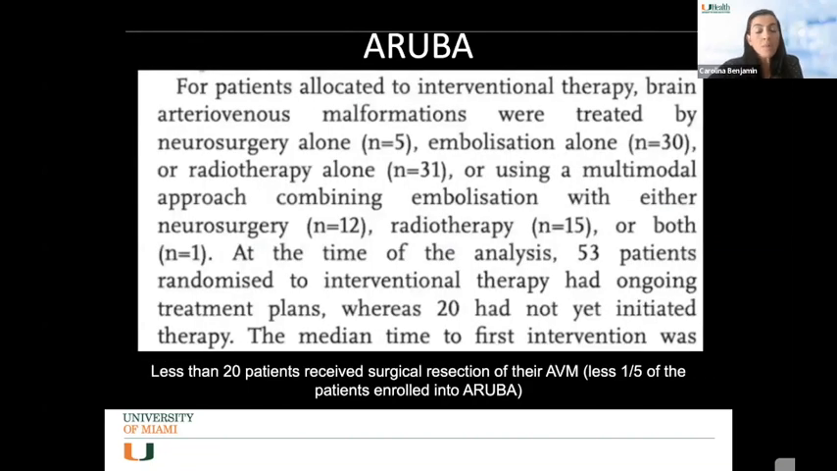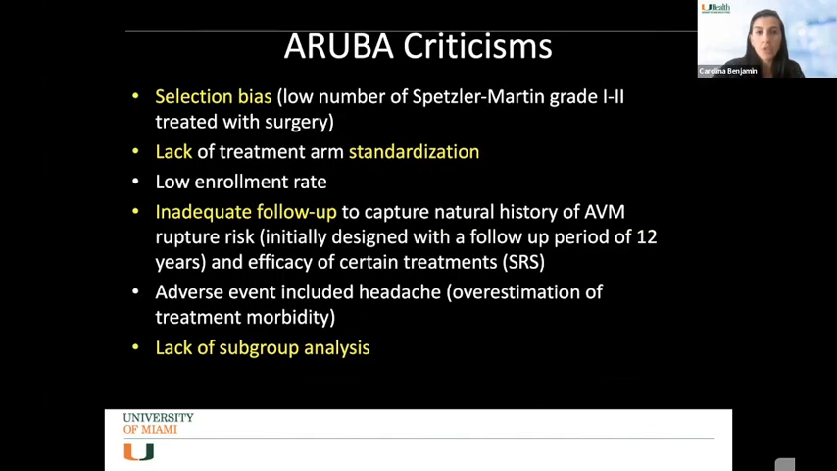There are a lot of problems with this study, and I'll go into that a little bit, not too much, but essentially less than 20 of the patients received surgical resections of their AVM. So there are a lot of issues that prevent us from being able to make good conclusions, right?